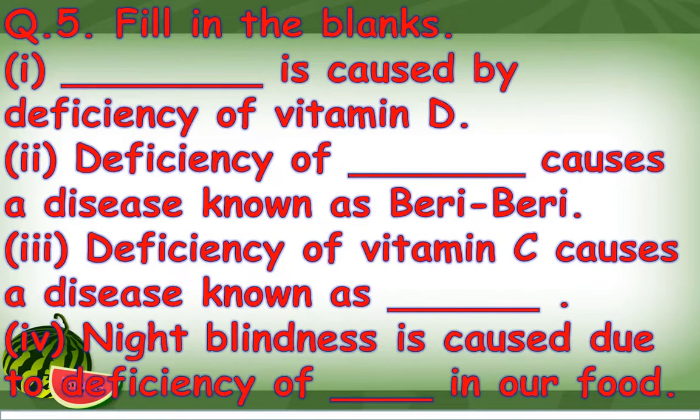Question number 5. Fill in the blanks. Part 1. Dash is caused by deficiency of vitamin D. Part 2. Deficiency of dash causes a disease known as beriberi. Part 3. Deficiency of vitamin C causes a disease known as dash. Part 4. Night blindness is caused due to deficiency of dash in our food.